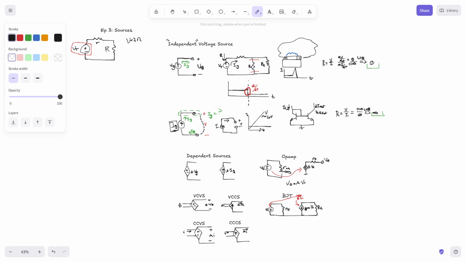But with this and then the next episode covering equivalent circuits, Thevenin and Norton, that's kind of going to wrap up all of our elementary circuit analysis. And we can finally get into some more interesting things, starting with our inductors and capacitors.